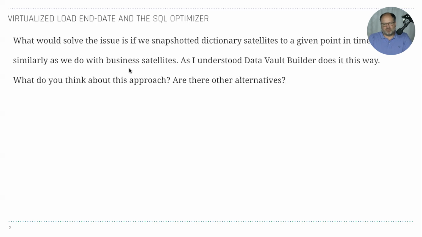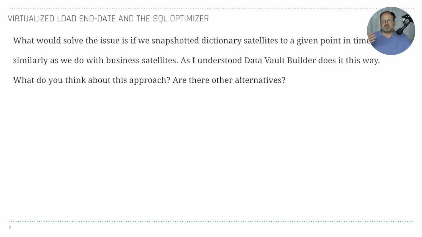So first, let's talk about this alternative. If you stick to this snapshot satellite, you would create a reference hub for your codes. You have a reference satellite in the raw data vault, which captures the incoming descriptions for your codes based on the load date. So whenever you receive a new delta from a source that changes the description of your country codes or currency codes and so on, you capture this in the reference satellite in the raw data vault based on the load date. That makes it easy.